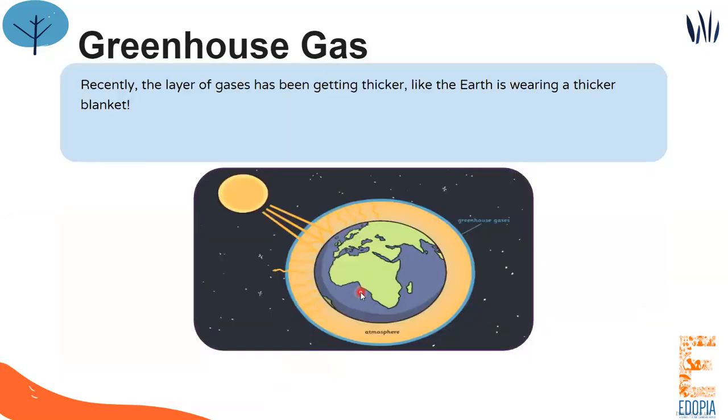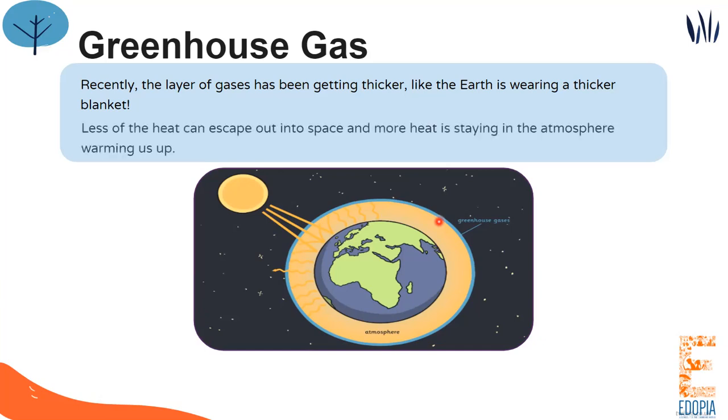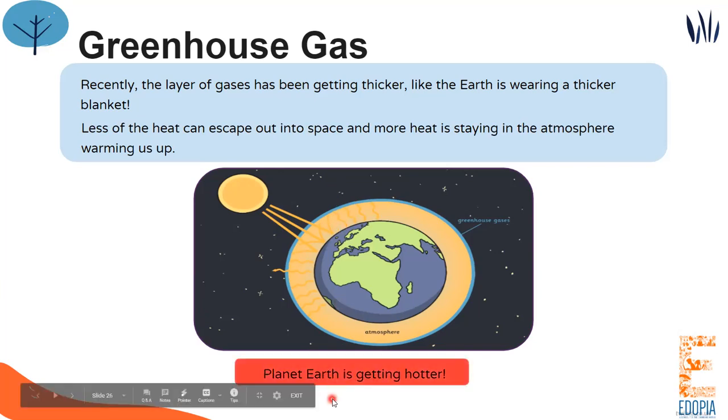But what is happening recently? This layer of gases around the atmosphere has been getting thicker. So it's just like the Earth is wearing a thicker, two-layered blanket now. As a result, less heat can get out into space and more heat is staying in the atmosphere, and it is warming us up. So as a result, planet Earth is getting hotter day by day.